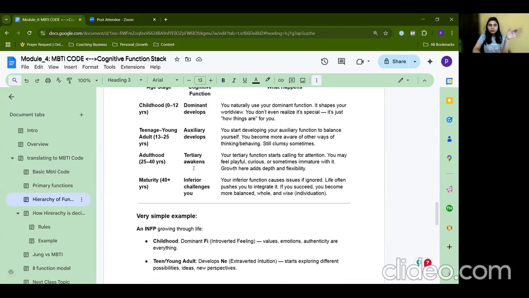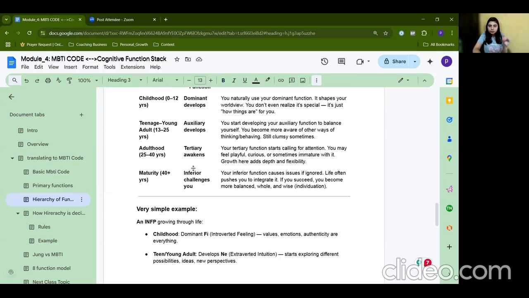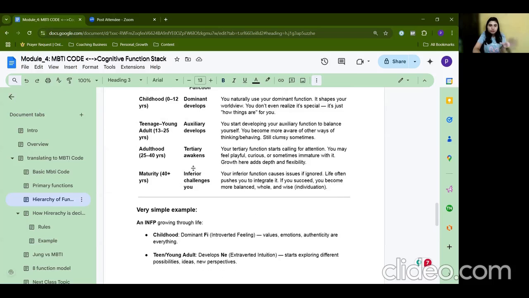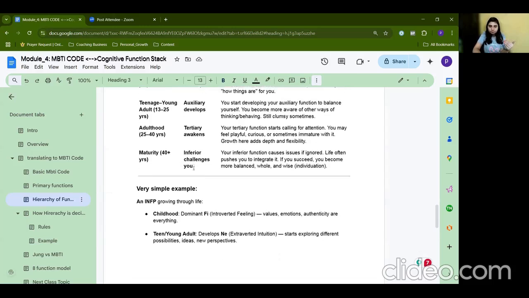Then, during your teenage and young adult phase, 13 to 25, your auxiliary develops. All right, so your auxiliary function would develop in this range. Then in adulthood, your tertiary function develops, 25 to 40, and after 40, your inferior function would develop.